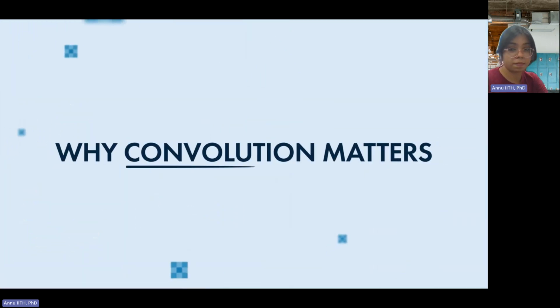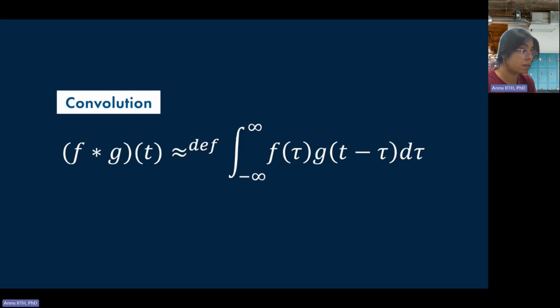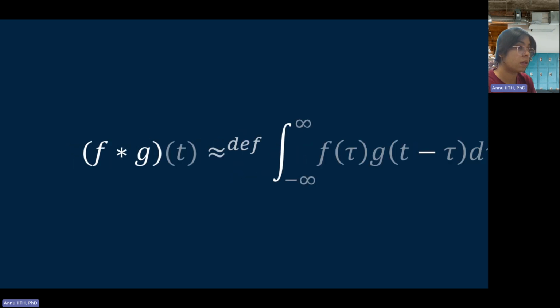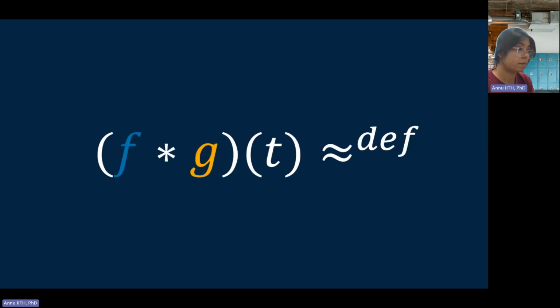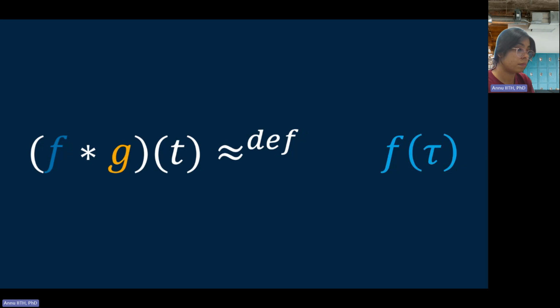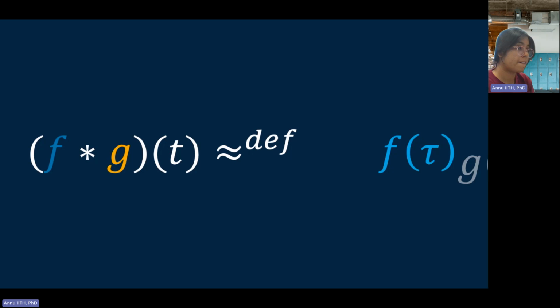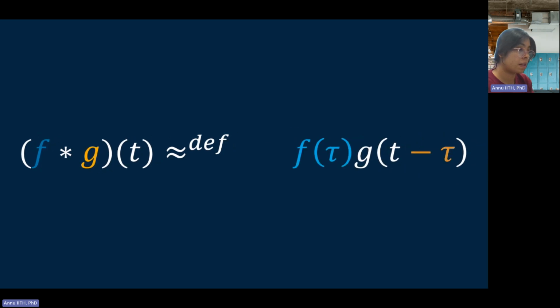Let's explore why convolution matters. Convolution is an integral defined by this equation here. Now, this might look scary at first, but let's break it down to get a better understanding. Convolution calculates how the shape of one function, f, is modified by another, g. It slides one function over the other, multiplying and integrating their product at each step, effectively blending them together in some way. Think of f of tau as capturing a snapshot of the first function at a specific moment, tau. g of t minus tau flips the second function around and shifts it to align with the moment we're considering.